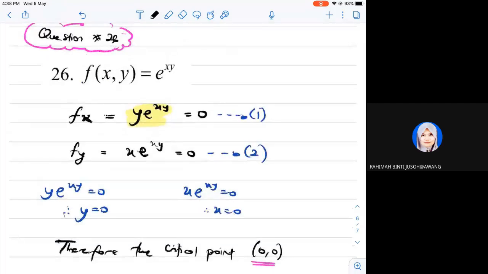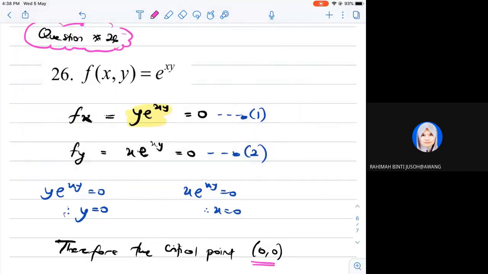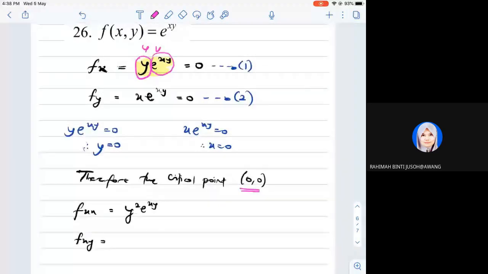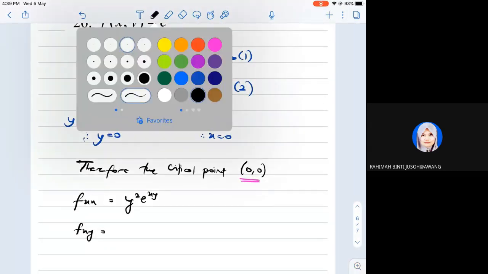Okay, next cari fxy. Ini baru product rule. Sebab you nak differentiate fx terhadap y. Okay, very good. So, this is our u and this is our v. Sebab dia ada y dekat luar, y kat dalam. Sekarang ni y yang variable, x yang constant. So, guna product rule u v prime plus v u prime. So, u adalah y.